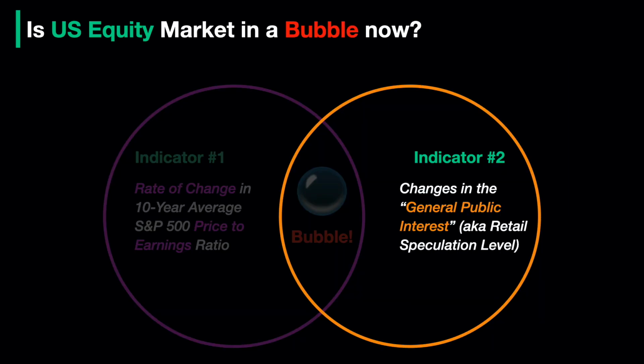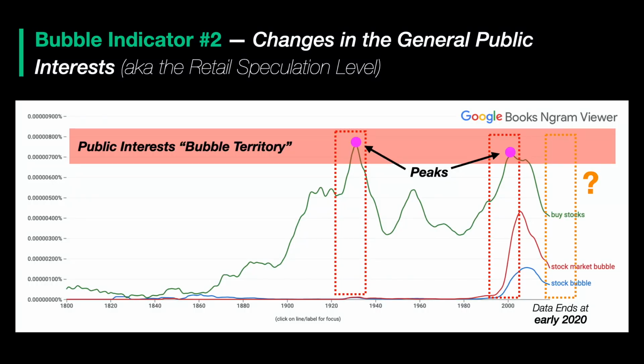Alright, the next indicator, the level of general public interest. Well, this is an interesting one. The data of this chart ends at the early part of the year 2020. At least before 2020, we can confirm that we haven't seen another potential peak in the level of general public interest in the stock market yet. However, as we all can imagine, there are definitely many more retail participants who are jumping into the stock market over the past couple of months, especially early this year with the WallStreetBets and the GameStop mania.